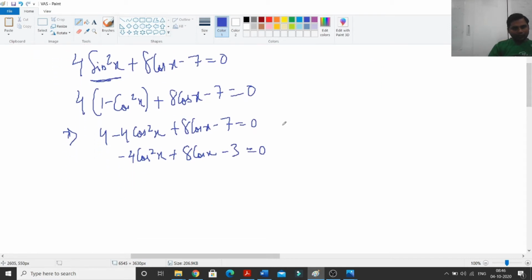Now we can form a quadratic in terms of cos. So let cos x is equal to t. So we will get minus 4t square plus 8t minus 3 equals 0.